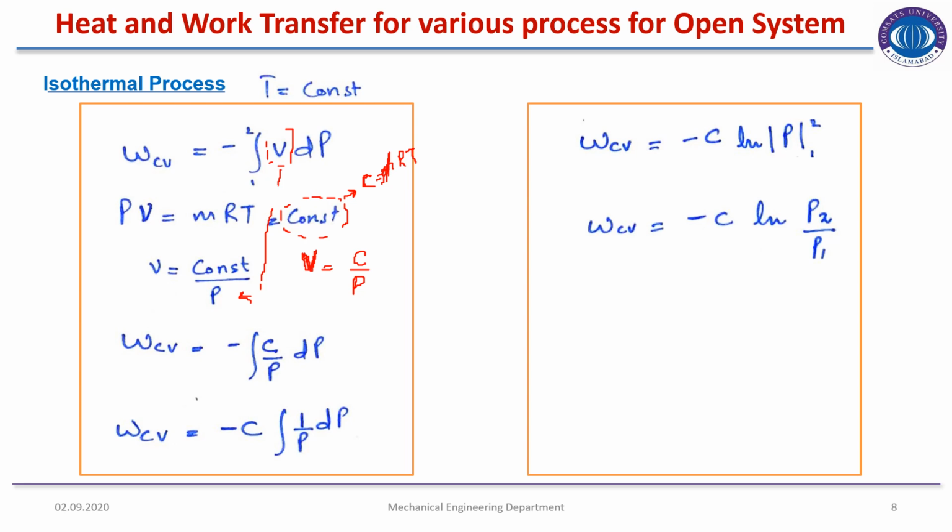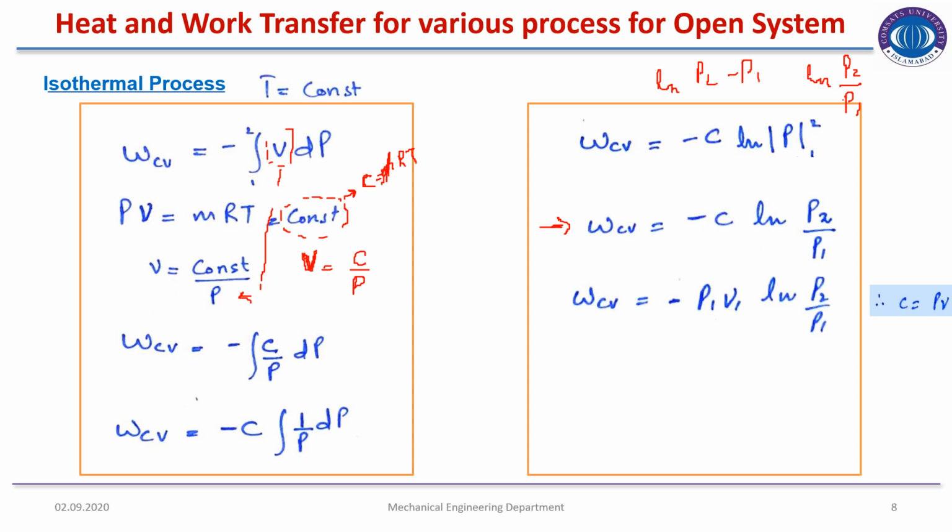As you know, the integration of 1 over x dx is the natural log of x, therefore the integration of 1 over P dP is the natural log of P, where 1 and 2 are the limits of integration. When we put in the limits of integration, the answer will be natural log P2 minus natural log P1. We use the property of logs here and write it as the natural log of P2 divided by P1. So W_CV is minus C natural log P2 over P1.